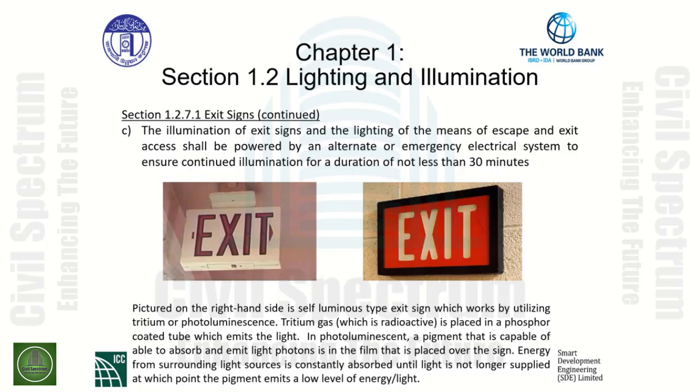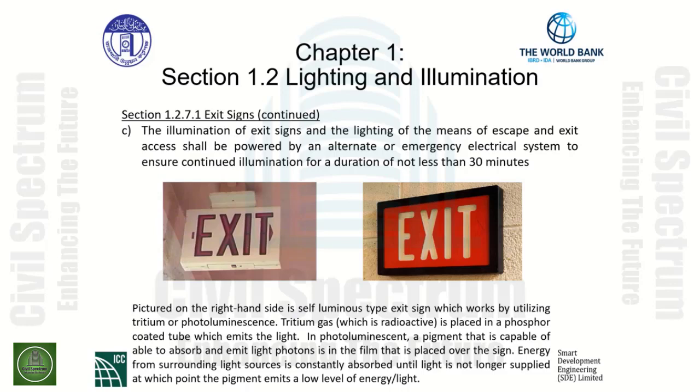Exit signs continued. Item C, the illumination of exit signs and the lighting of the means of escape and exit access shall be powered by an alternate or emergency electrical system to ensure continued illumination for a duration of not less than 30 minutes.